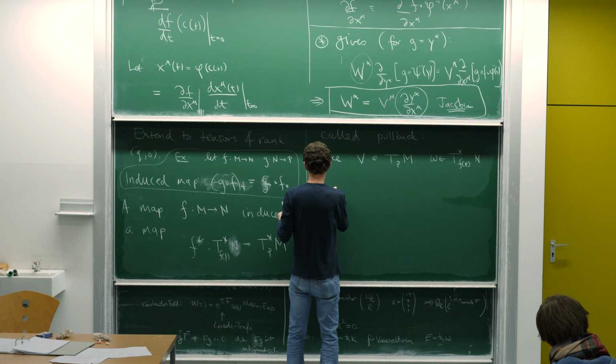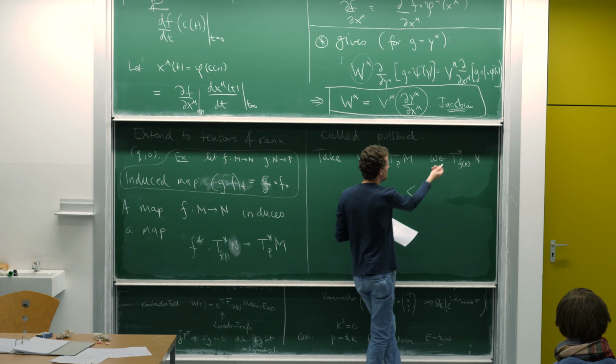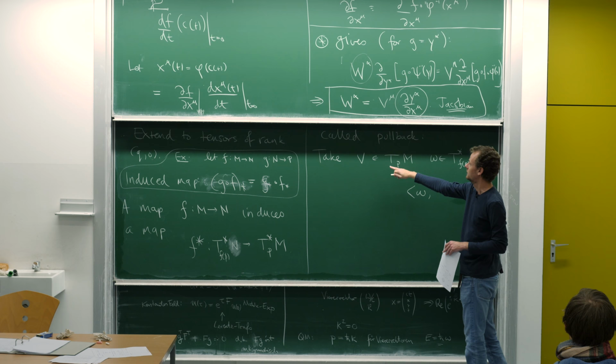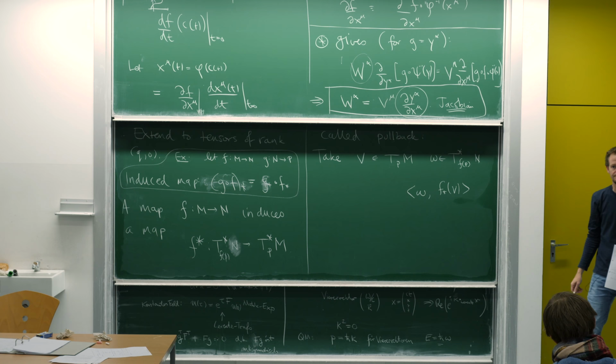And then take the pairing with omega. Omega has to eat something, right? It's going to eat a vector and give us a number. What kind of vector are we going to hand it? Well, we're going to hand it something in T_{F(p)} N. Well, we have one of those things. It's F star of V. We know how to construct that. So that's a number. You can work out that number.